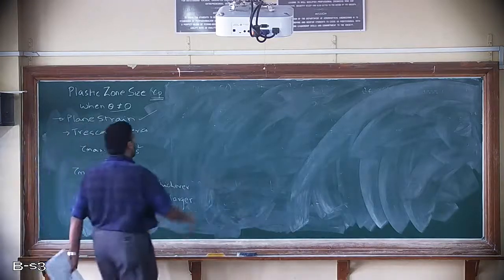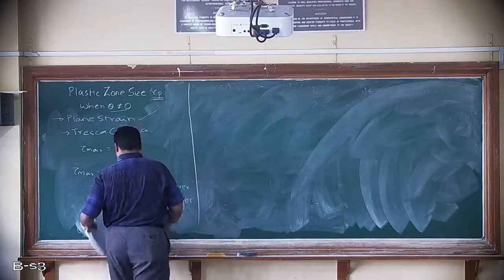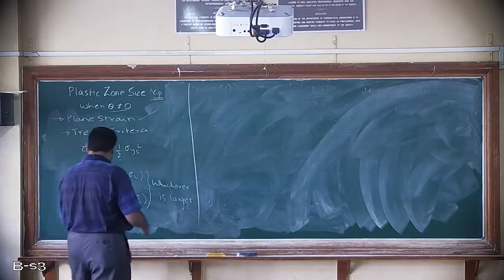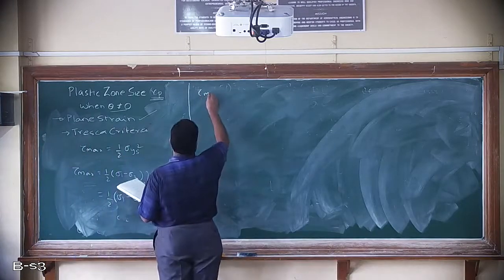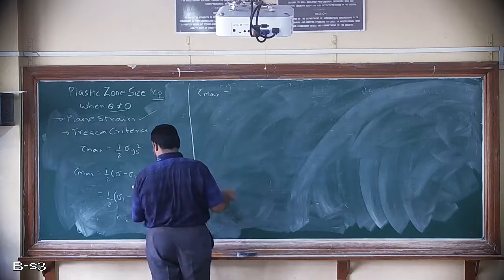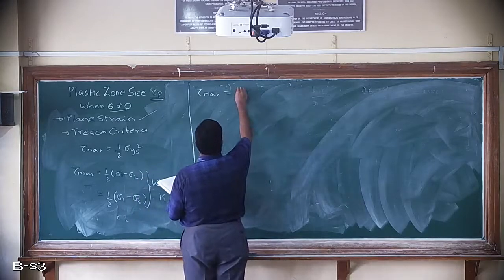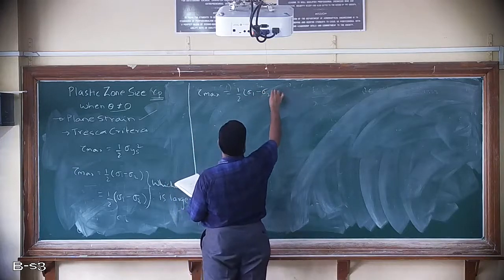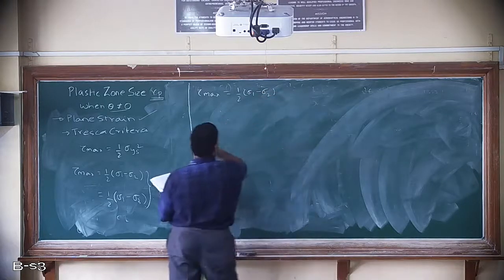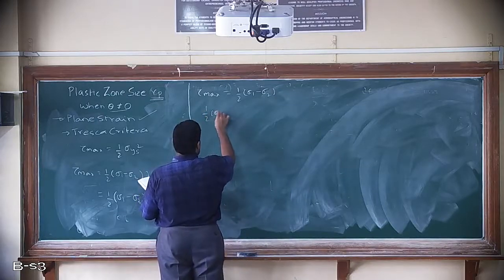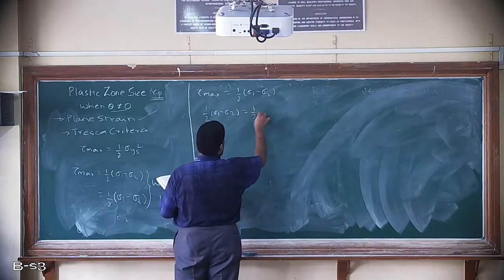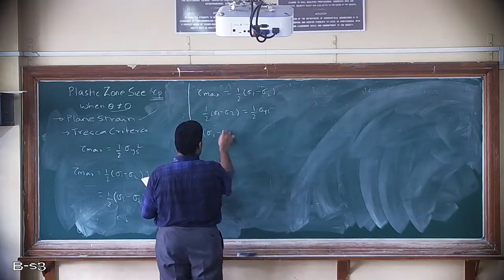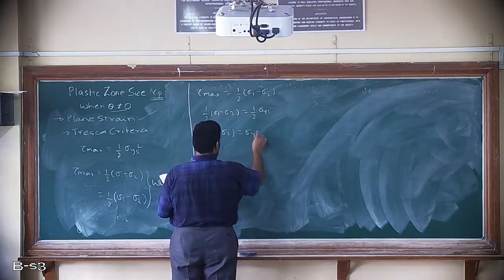So let us take the first case. Sorry, that is tau max is equal to half of sigma 1 minus sigma 2. Okay. So half of sigma 1 minus sigma 2 will be equal to half of sigma ys over here. So half gets cancelled. So what you can write, sigma 1 minus sigma 2 will be equal to sigma ys.